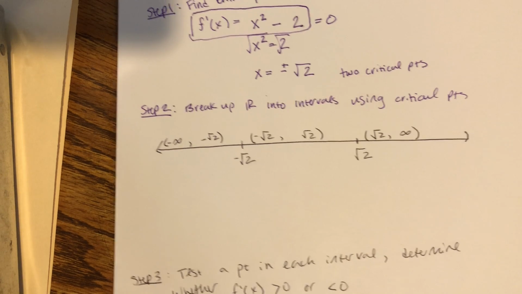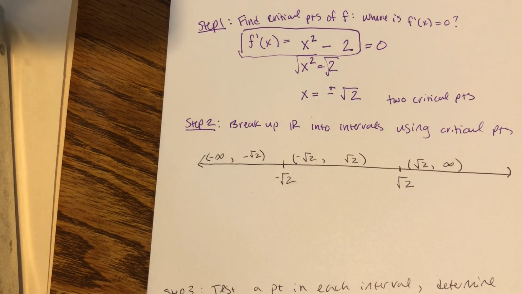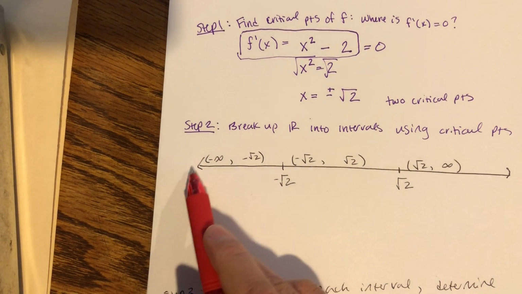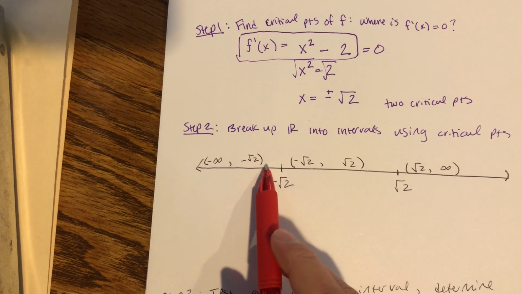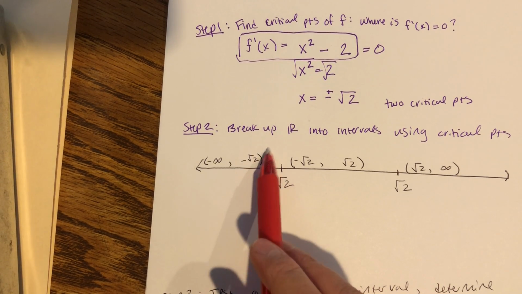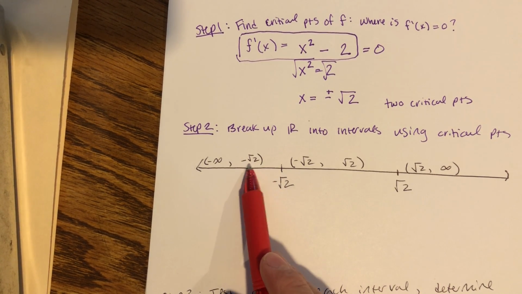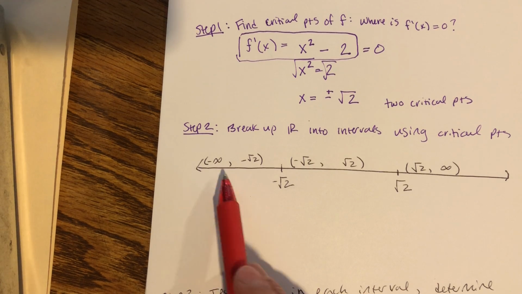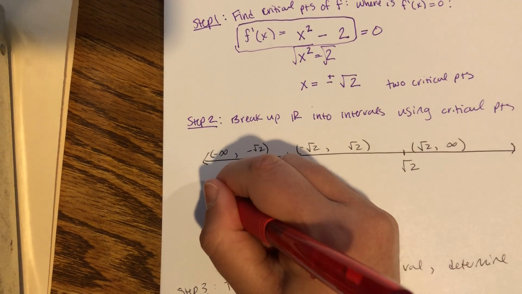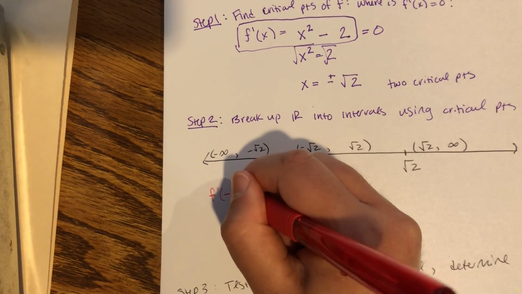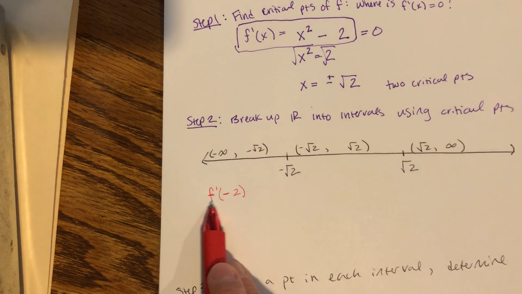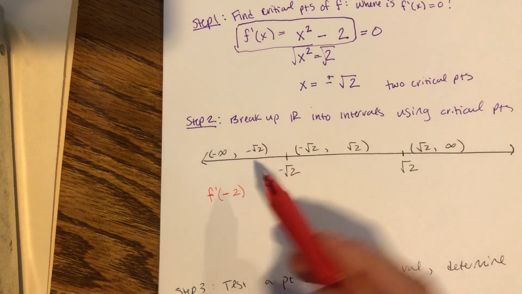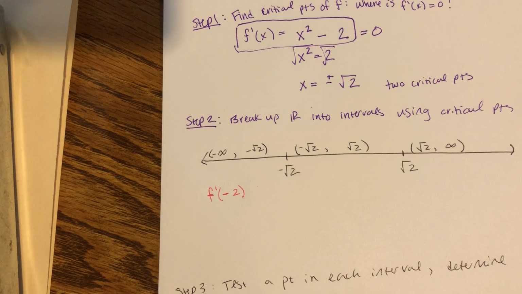Okay, so I need to choose a point for each interval. My first interval is from negative infinity to negative square root of 2. I maybe don't know right off the top of my head just exactly how big negative square root of 2 is, so make sure that you choose a point that's actually in this interval. Choose a point that's sufficiently large and negative. Like for example, you could plug in f prime of negative 2, and you should be hopefully convinced that negative 2 is going to be to the left of negative square root of 2.